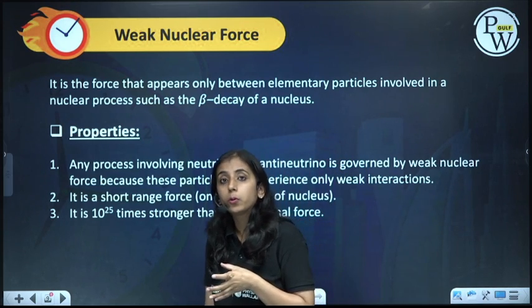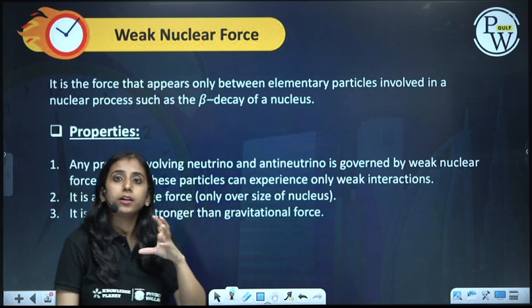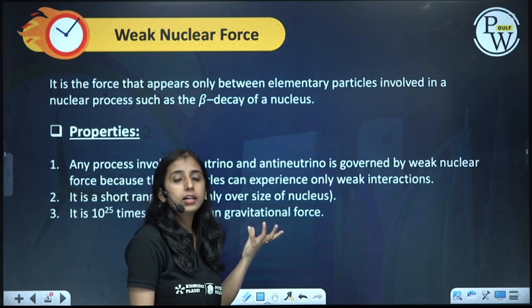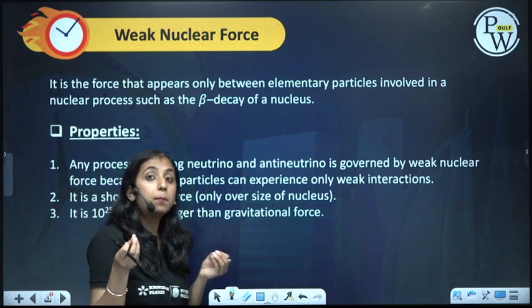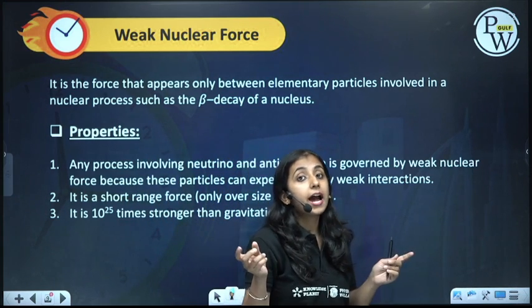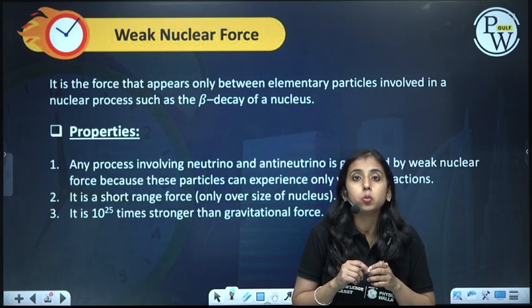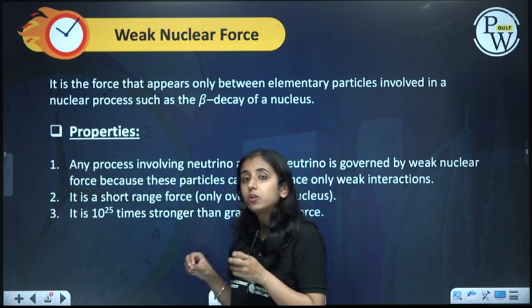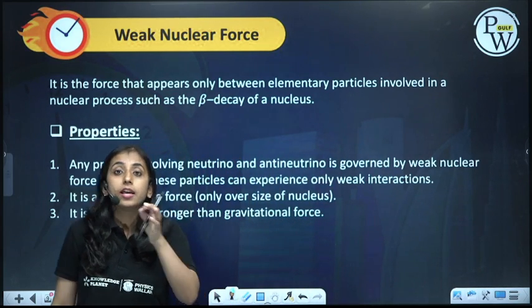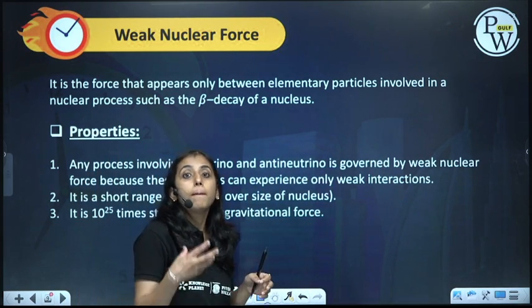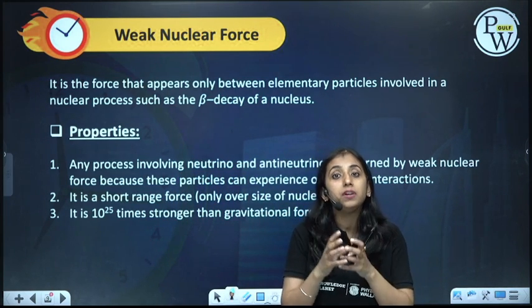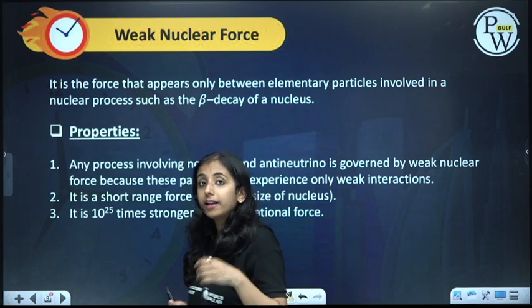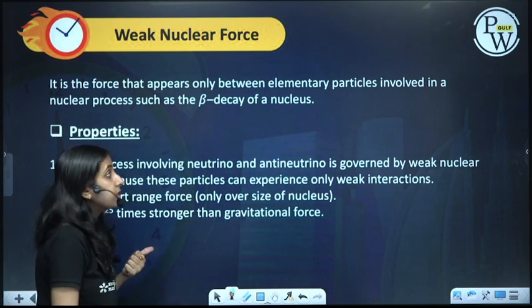You don't know about them today, but you will get to know them when you study nuclear physics. In beta decay, we get some elementary particles which interact only via the weak nuclear force. These are leptons, chargeless particles. They do not interact by strong nuclear interaction. They interact via weak nuclear force. That's where the weak nuclear force comes into the picture.